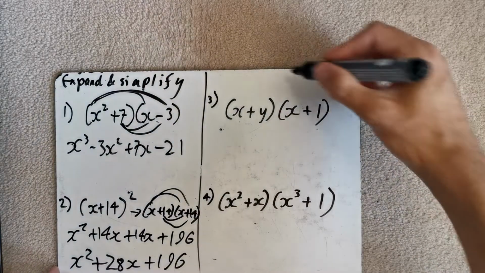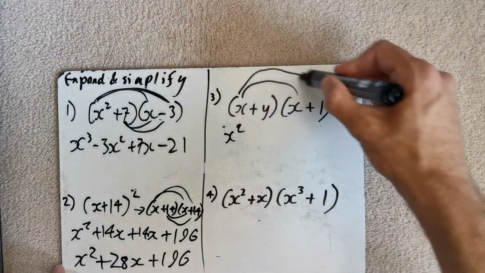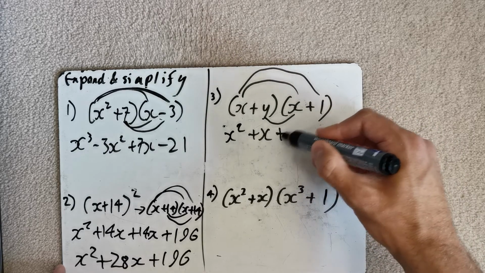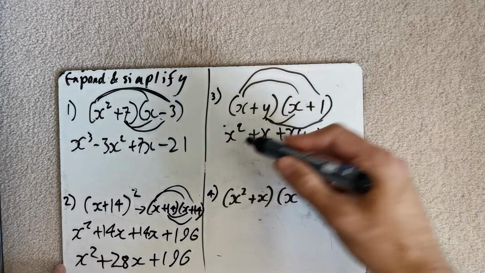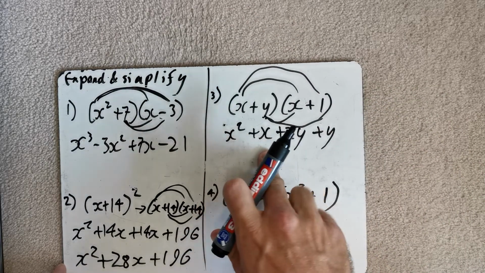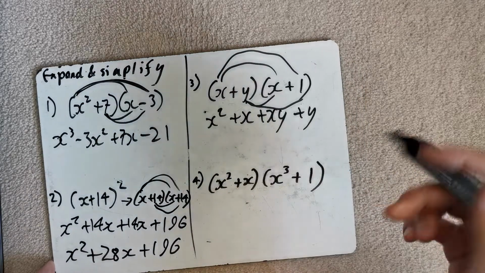Okay. This one, x times x is x squared. X times 1 is x. Y times x is xy. I'm keeping it alphabetical. And y times 1 is y. That can't be simplified because we've got an x squared, an x, two of them joined together, and a y on its own. Okay, next one.